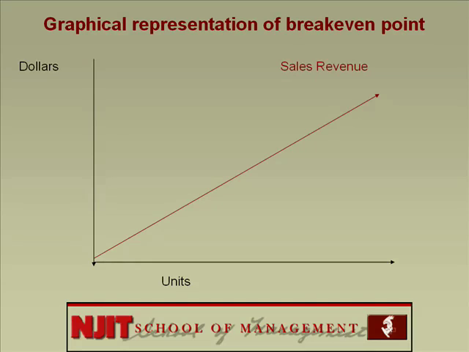When you sell 0 units, your sales revenue is 0. And as you sell more units, it goes up in proportion. How would the total cost line look like? It will look like this. Remember, total cost has variable cost and fixed cost. So even when you don't do anything, you have fixed cost. That's why it starts high up. Then as you make and sell more, the costs go up.